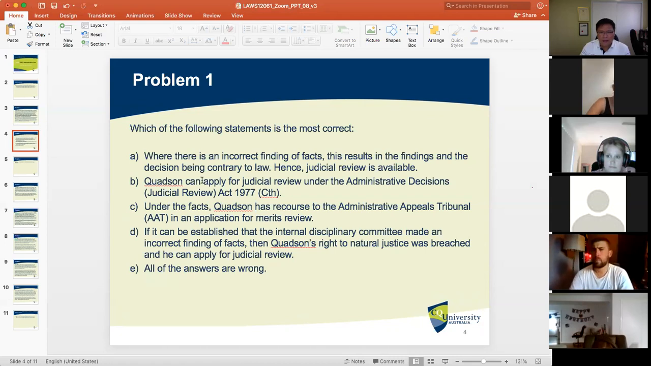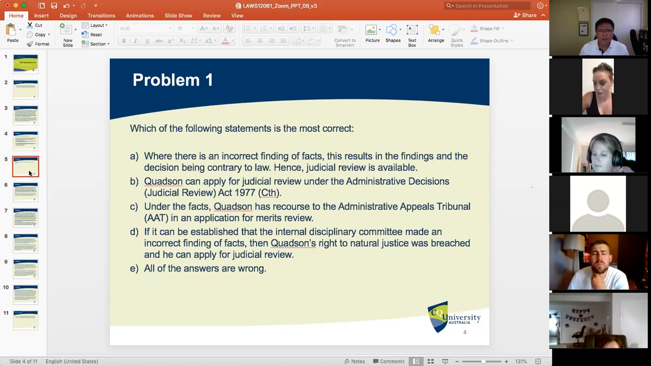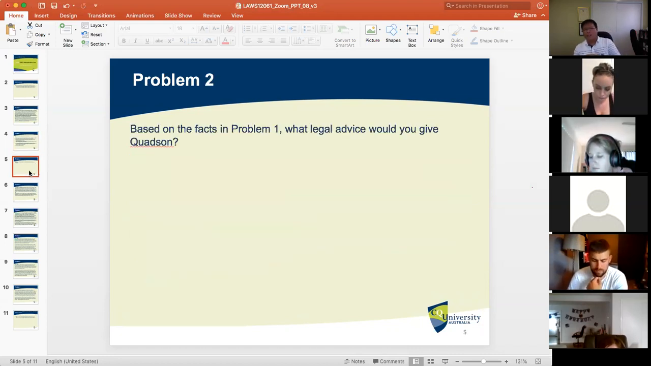It also cannot be that, as pointed out by Sarah, you can't have judicial review under the ADJR Act because it was non-statutory. The decision was made on the inherent exercise of executive powers. And we know as well that incorrect findings of fact by itself does not amount to illegality of the decision. Now, based on the facts in problem 1, what legal advice would you give Watson then? So the answer to problem 1 was E, none of the above, okay? So based on the facts in problem 1, what legal advice would you give Watson?